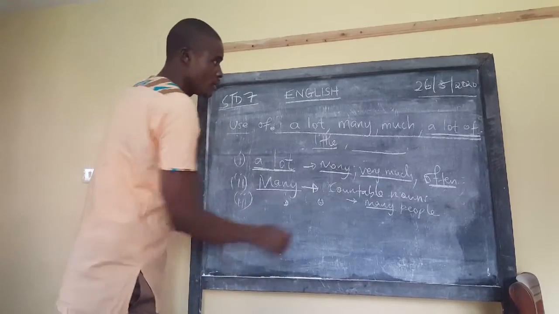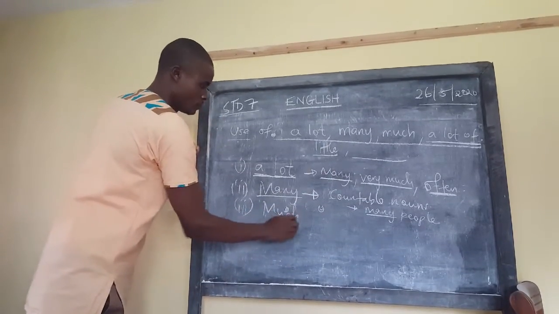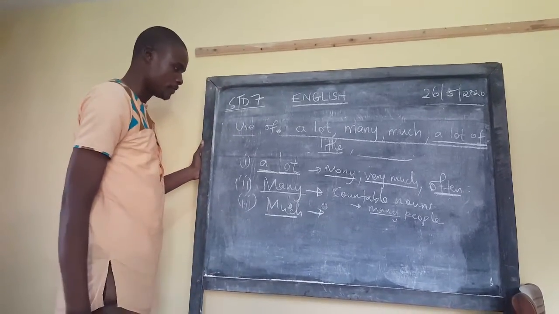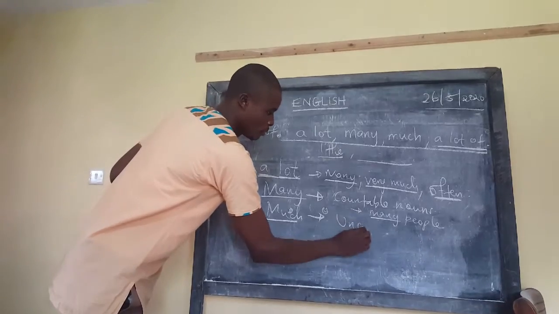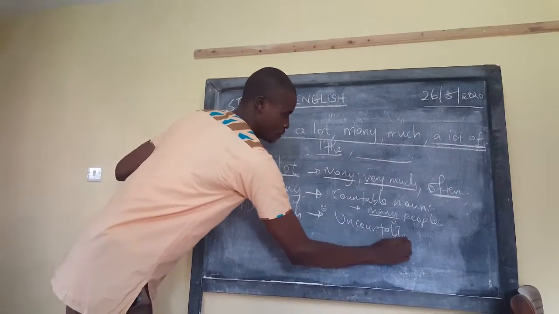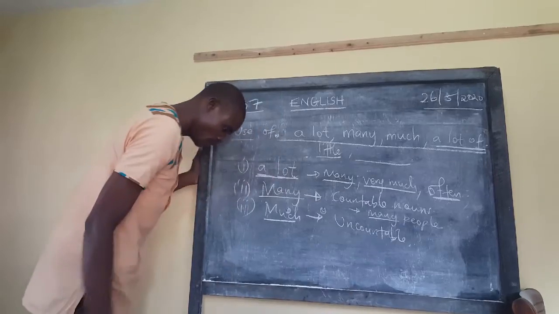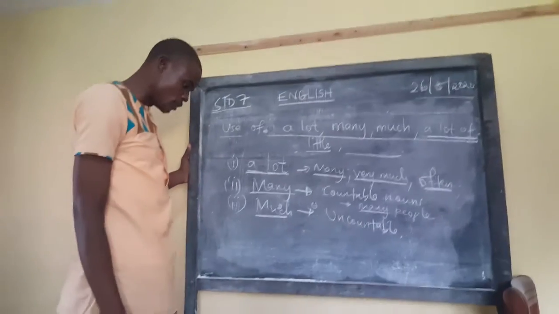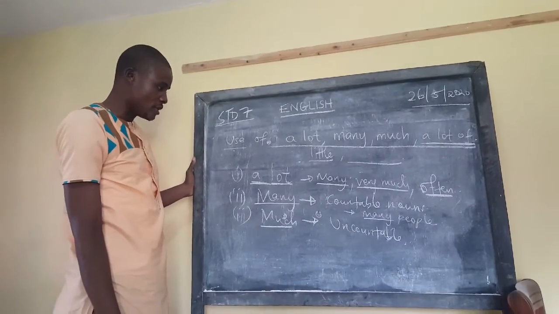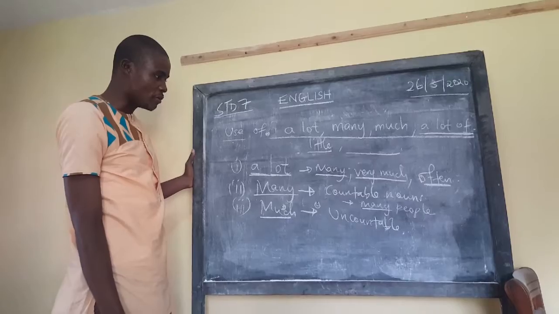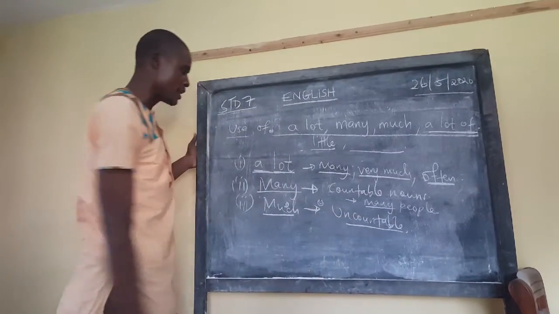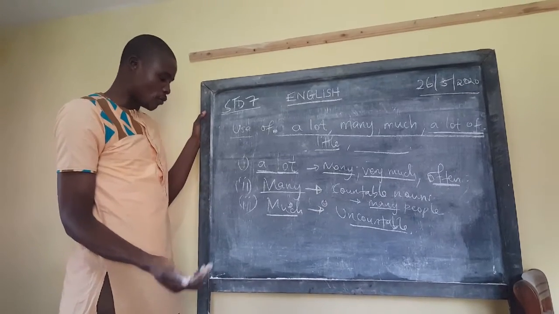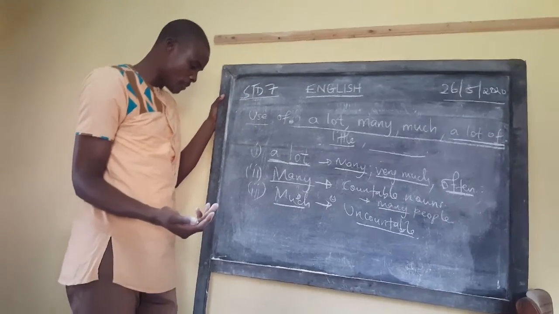Then Roman 3, we have much. Much is used with uncountable nouns. It shows amount. The amount can be solid or liquid, but in most cases we use it with uncountable nouns. Like there is much water in the house. That is uncountable.